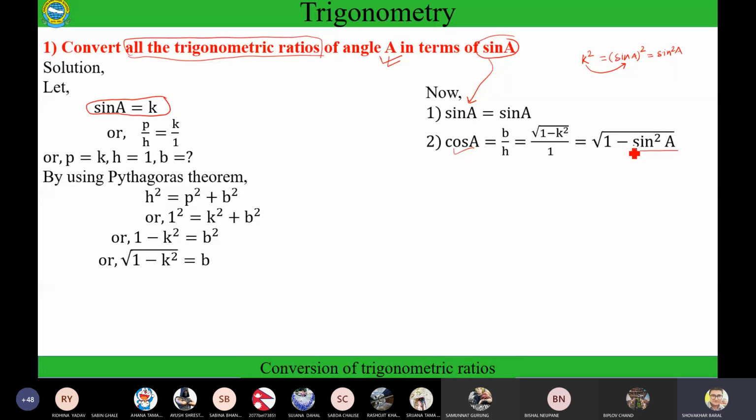त्यस्तो भ्यालु निकाल्नै पर्यो भने हामी त्यसरी युज गर्छौं. तर हामीले एक्सप्रेस गर्ने कुरामा चाहिँ we can express all the ratios in other remaining ratios. So let's find for tan a.